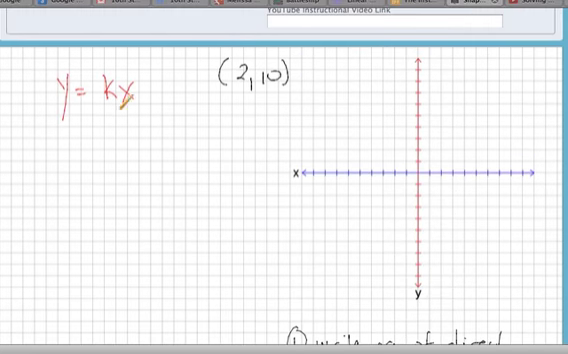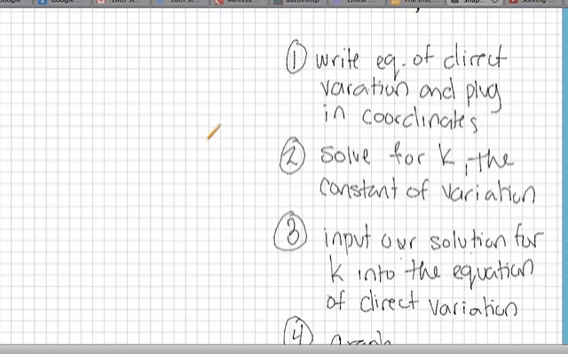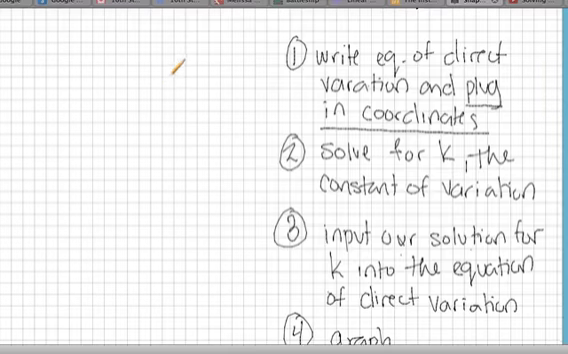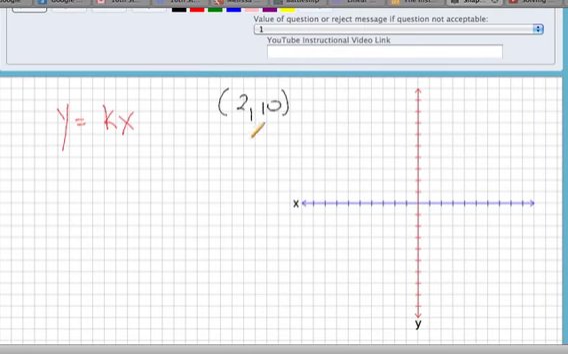Well, if there's a direct variation going on, then that means that whatever's going on follows the equation y equals kx. So it's a line with a slope of k and a y-intercept of 0. We need to solve for k. To solve for k, we have to get k by itself. So to get k by itself, the first thing we have to do is plug in our coordinates. Let's go ahead and do that.